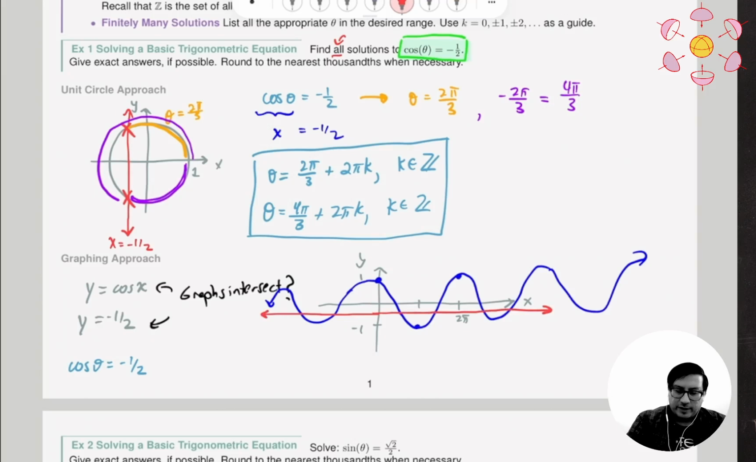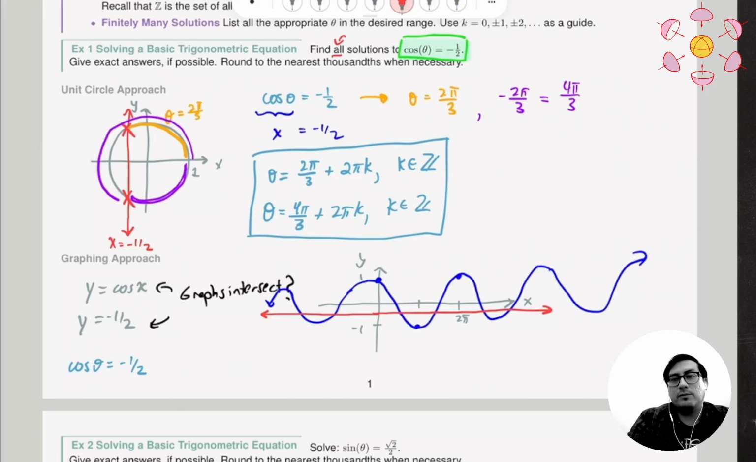Now, what's kind of weird is that the picture's kind of shifted a bit, right? We're looking for where the x values are the same. So notice that it's cosine of x now instead of cosine of theta. And this is now y equals -1/2, which is different than how I set it up with the unit circle approach. I chose it to be x equals -1/2.